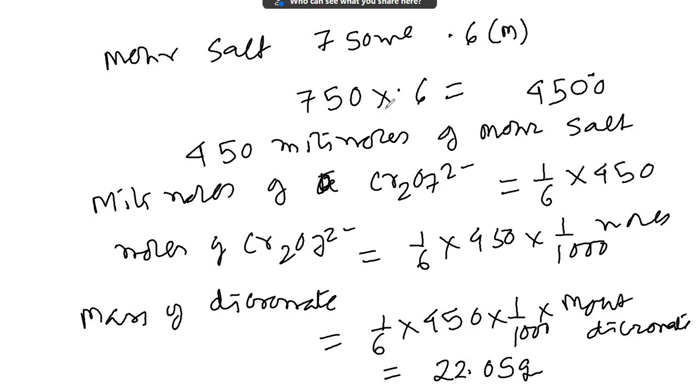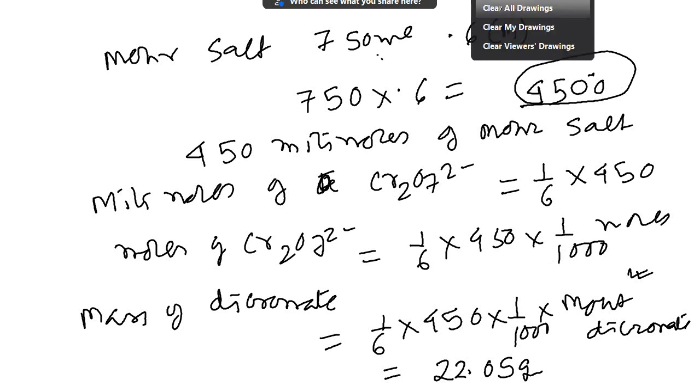Again, from the redox reaction, for every 6 moles of Mohr's salt we require 1 mole of dichromate. We find the millimoles from volume into molarity. When volume is given in ml and strength in molarity, multiplying together gives millimoles. Millimoles of Mohr's salt is known, so millimoles of dichromate will be 1/6 of that. Convert to moles by dividing by 1000, and multiplying by the molecular weight gives the mass. Hope you follow it. If you don't, I will provide my cell number in the description box, and you can contact me there. Now, the next sum.